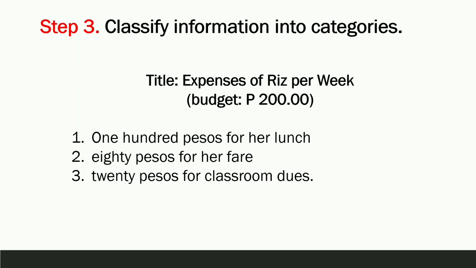Step 3. Classify information into categories. We may think for a title, it can be about expenses of Riz per week, and her budget is 200 pesos. Now, let's classify the given information. We identified 100 pesos for her lunch, 80 pesos for her fare, and 20 pesos for classroom dues.